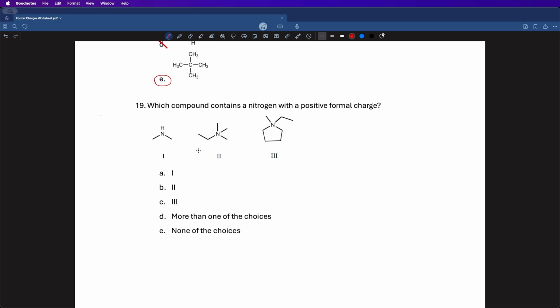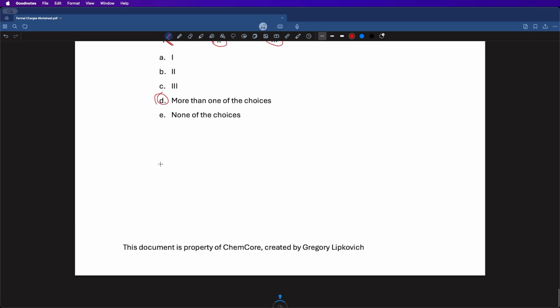Which compound contains a nitrogen with a positive formal charge? Nitrogen, in the first example, has 3 bonds, and they don't specify a lone pair here, meaning that it has a formal charge of 0, and so this does not satisfy. Nitrogen in the second example has 4 bonds, which means it has a formal charge of +1, so that's good. And in the third example, nitrogen also has a formal charge. It has 4 bonds and no lone pairs, meaning that it has, again, one more bond than what it prefers, meaning that it has a positive, specifically a +1 formal charge in each of these. So 2 and 3, meaning that there's more than one of the choices.